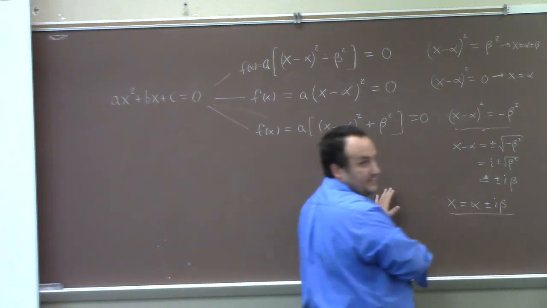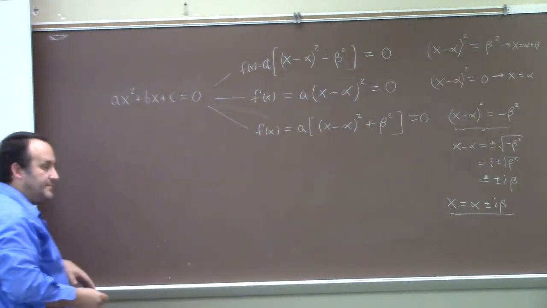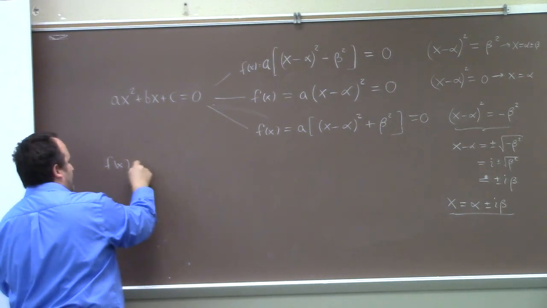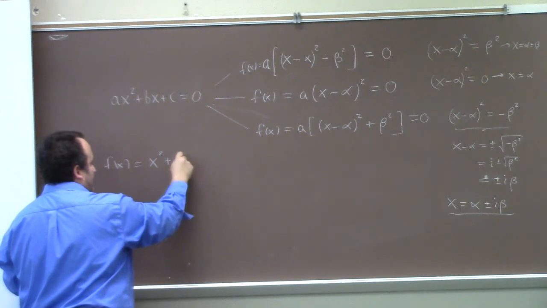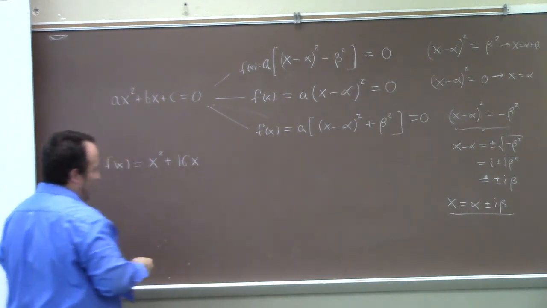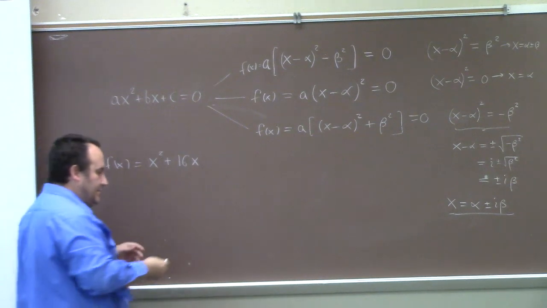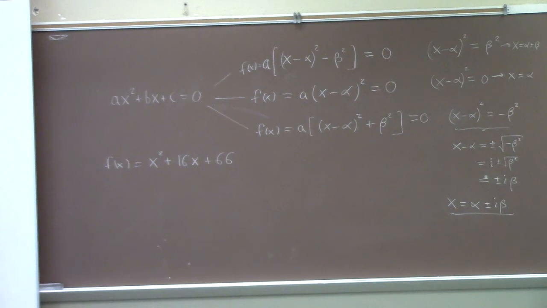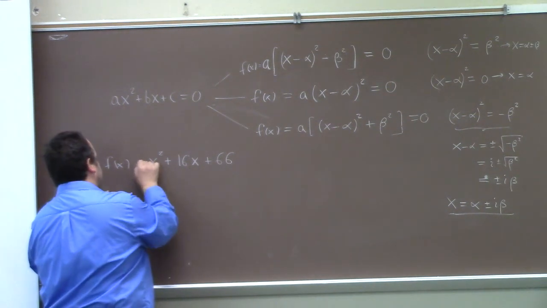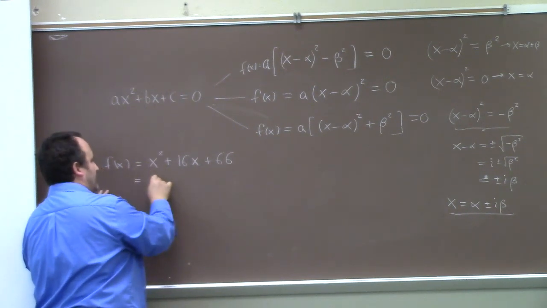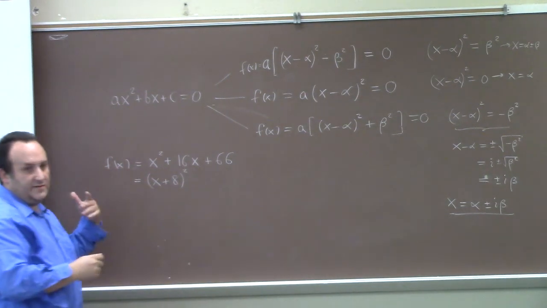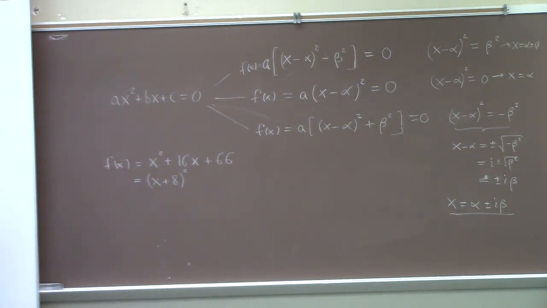Can you put numbers in it? Yes, I was getting there. So f of x, say, equals x squared plus, say, 16x plus 66. Let's complete the square and find the real or complex solutions. So we do (x plus 8) squared. I added.